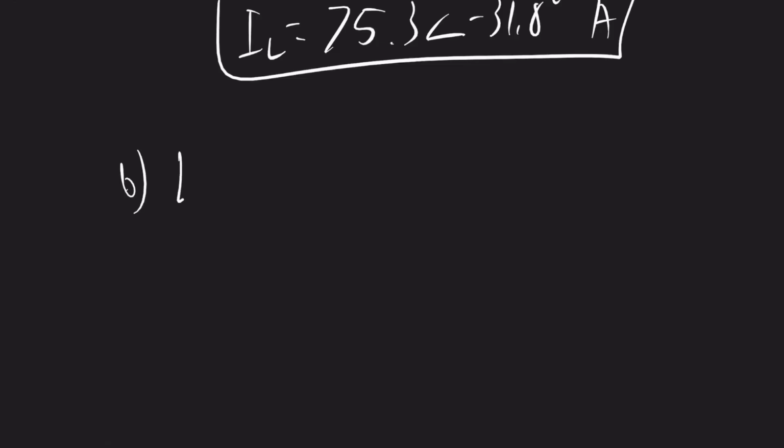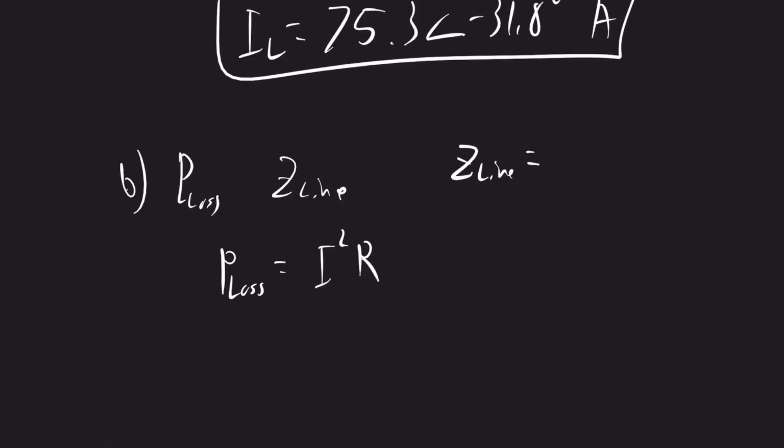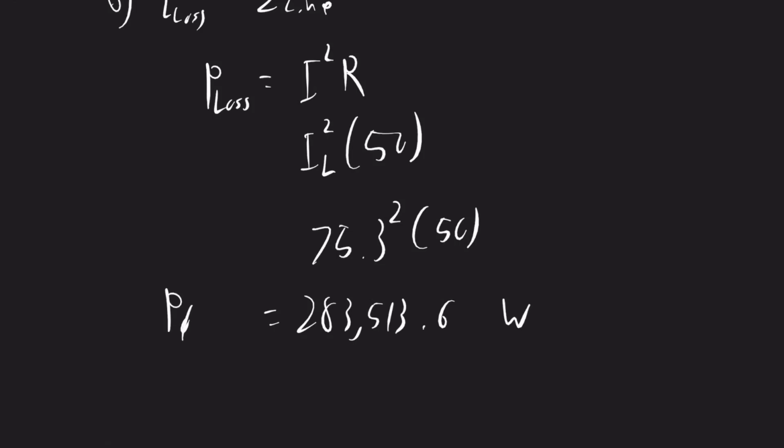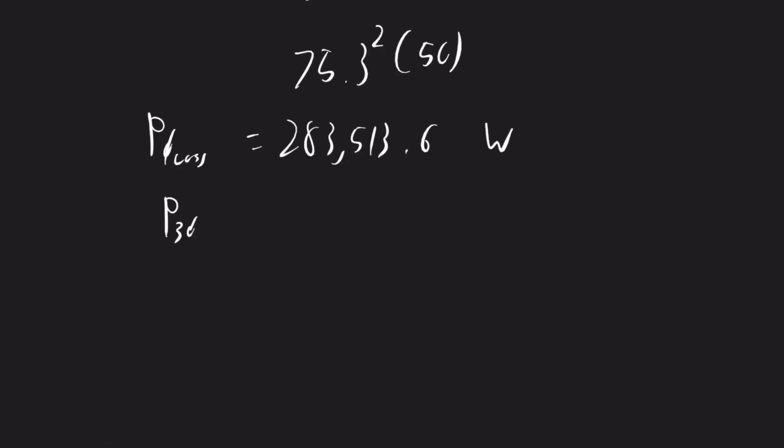Part B wanted the power loss of the line impedance. So this is just going to be I squared times R. They gave us Z of the line as 50 plus j times 100 ohms. We don't care about the imaginary part. We only care about the real part. So it'll be I line squared times 50. So it's 75.3 squared times 50, which is 283,513.6 watts. This is only the power loss of a single phase. So if we want the three-phase power loss, we'll just take this and multiply by 3, and we'll get 850.541 kilowatts. So that's the answer to part B.